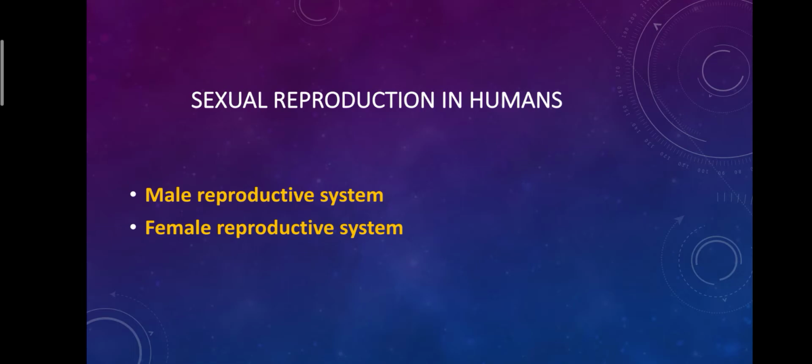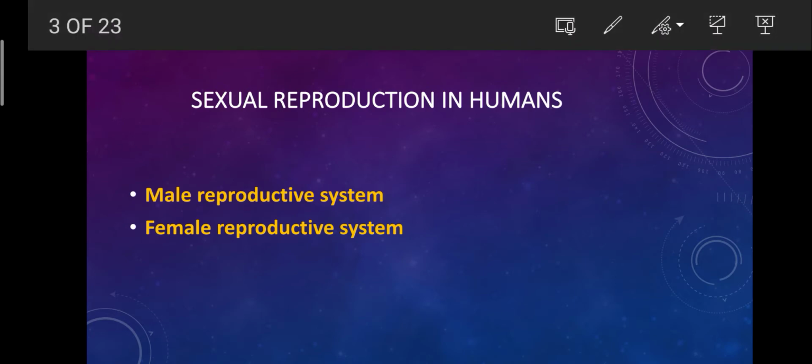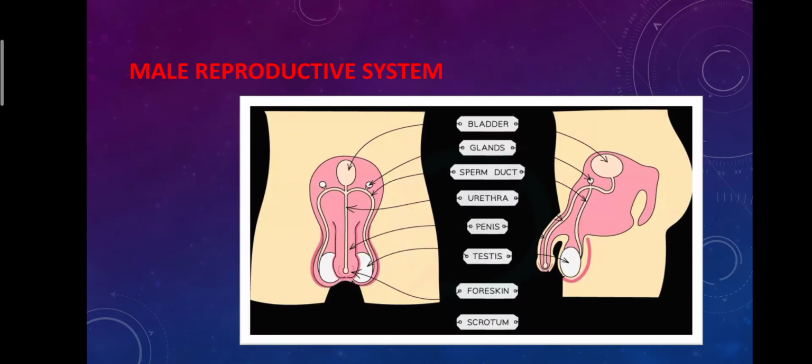Sexual reproduction in humans is divided into the reproductive systems. There are two reproductive systems in humans. Number one is the male reproductive system and the second one is the female reproductive system. The male reproductive system consists of some structures which are bladder, gland, sperm duct, urethra, penis, testis, foreskin and scrotum.